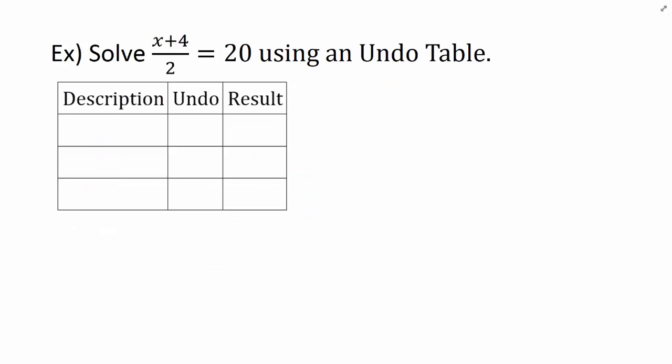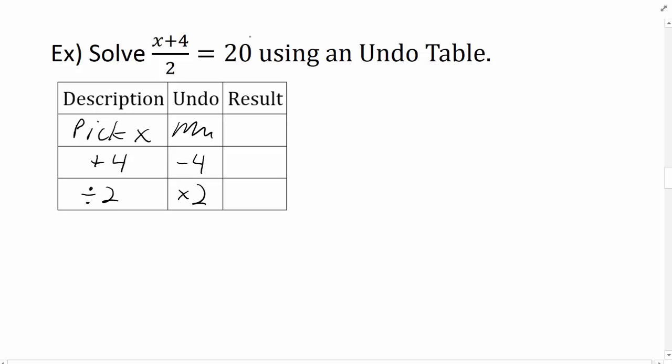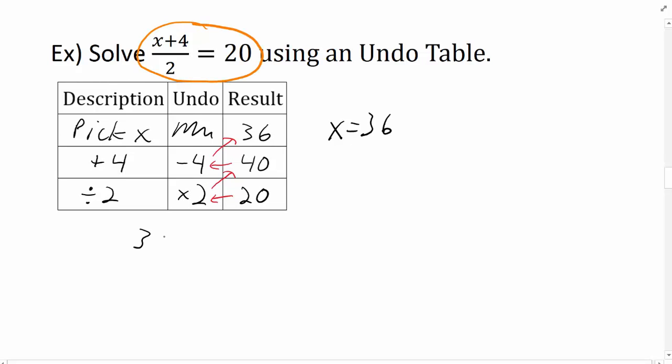Here's an example. We can use an undo table to solve the equation (x + 4)/2 = 20. We complete the description column using the order of operations as our guide. We pick x, then add 4, and then divide by 2. To undo those steps, to undo divide by 2, we multiply by 2. To undo add 4, we subtract 4. We're going to start at the bottom of the table with 20, because that's what (x + 4)/2 equals. Then we're going to work our way up the table. 20 times 2 equals 40. 40 minus 4 equals 36. So x must equal 36. Let's check it in the original equation. It works.